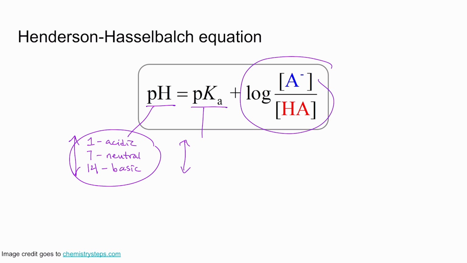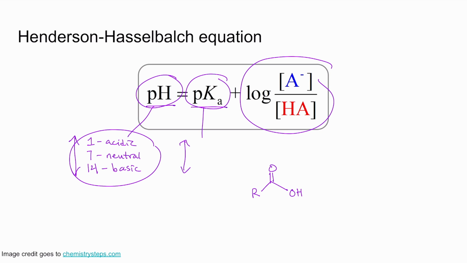Now this log business is basically saying that if you know your pH and you know the pKa of a certain functional group on the molecule you're looking at, you can tell if there will be more of the protonated functional group or the deprotonated functional group. Let me give you an example.